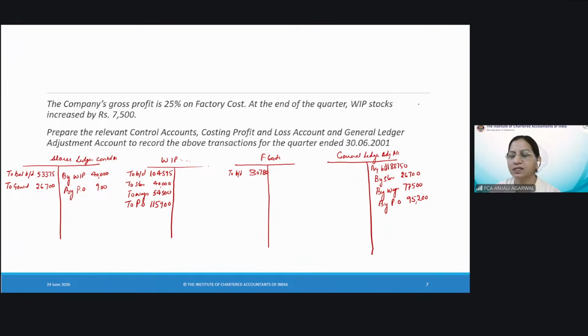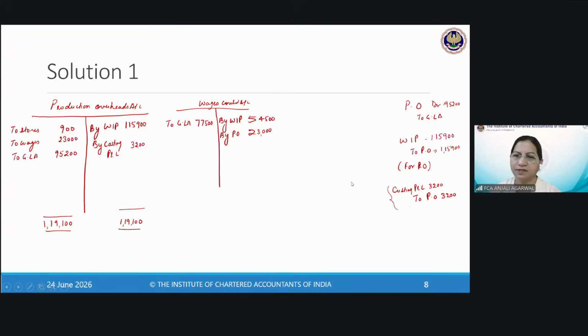Journal entry for sales. General ledger adjustment account will be debited to sales. So in the general ledger adjustment account, the first time a debit entry is coming for sales, 2,56,000. So we have debited the general ledger adjustment account. For credit, we open up a sales account, by general ledger adjustment account, 2,56,000.